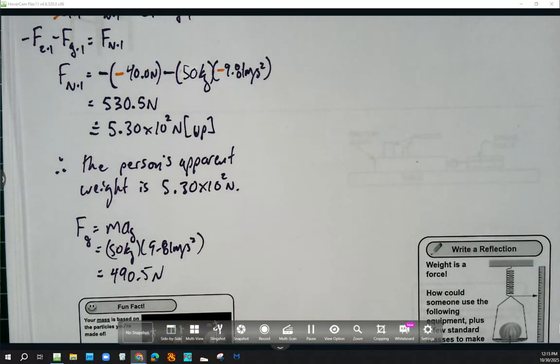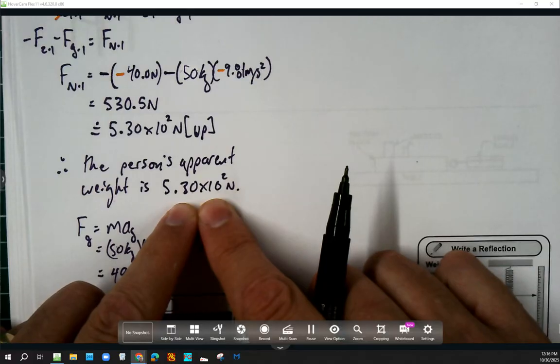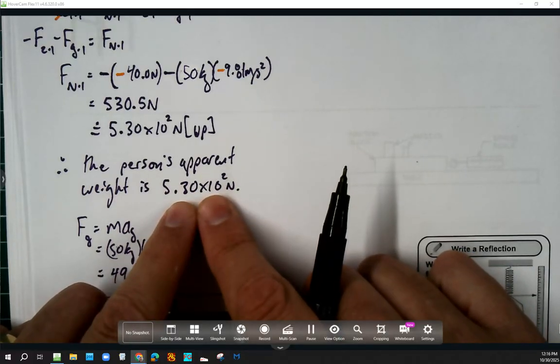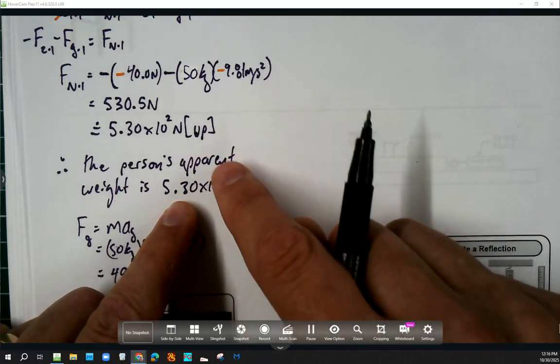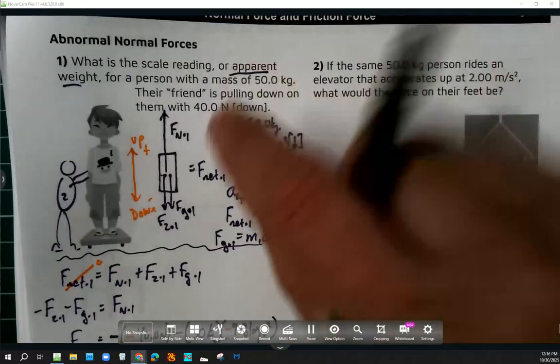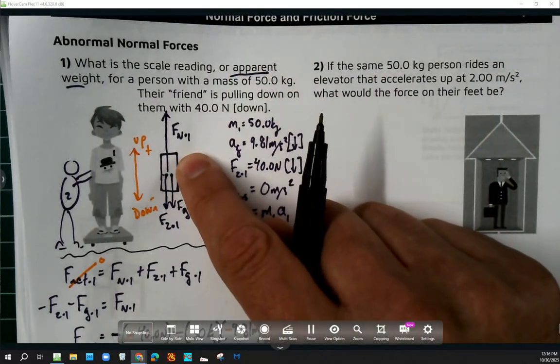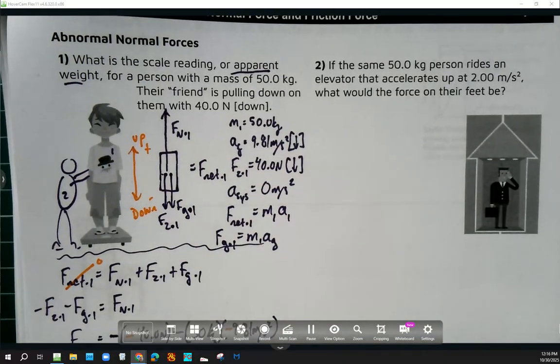Yes, sir? Why is it 5.3 times 10 to the power of 2? So there are 3 significant figures in this calculation, and so we're rounding it off to 3 significant figures, 530. Why is it up if that's putting down? Why is the normal force up? The normal force is up because that's the direction it's pointing in. And it's positive. It is definitely positive, so that agrees with our reference frame.